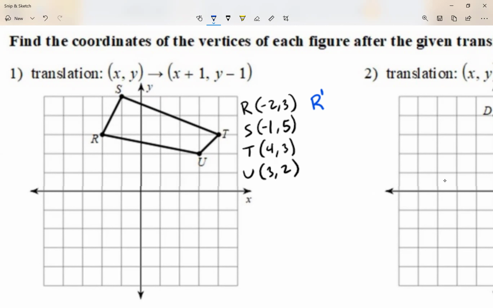Again, you might say, oh, I remember the prime from a movie similar to transformations. They got all the names from geometry.